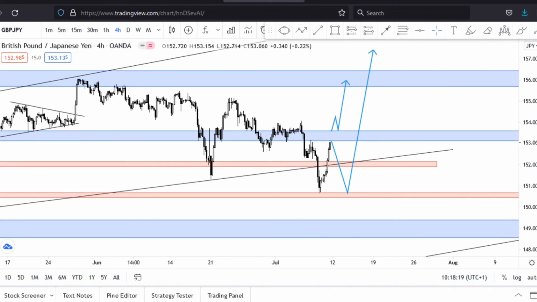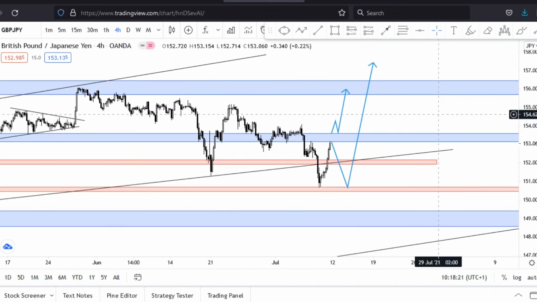So this is my analysis for these four major pairs this upcoming week. For these major pairs, I am generally bullish. I will be looking for buy opportunities only. Remember that trading is a game of probabilities and anything can happen. So you always have to ensure proper risk management so that you don't risk all of your trading capital on one trade.